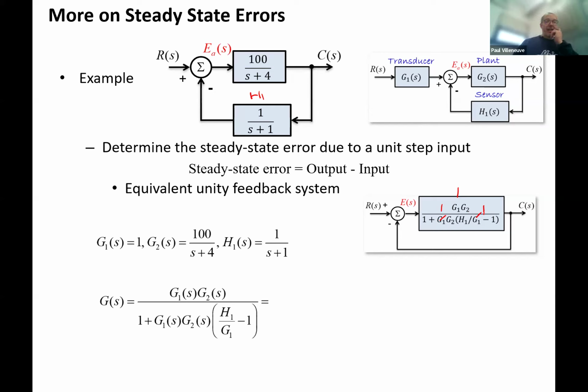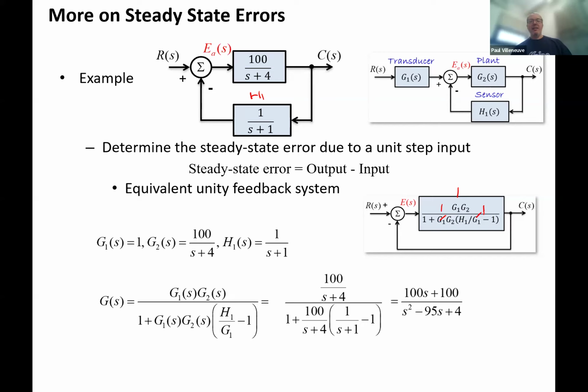Now I go ahead and I combine that into one block diagram. So put all those numbers together. G1, G2 over 1 plus G1, G2, H1, G1 minus 1. Simplify the math a little bit. And I end up with 100S plus 100 over S squared minus 95S plus 4. This is a little bit of algebra. I mean, if you need me to do that, I certainly can. Does anybody want to see the algebra associated with that to get that value? Yes? All right.